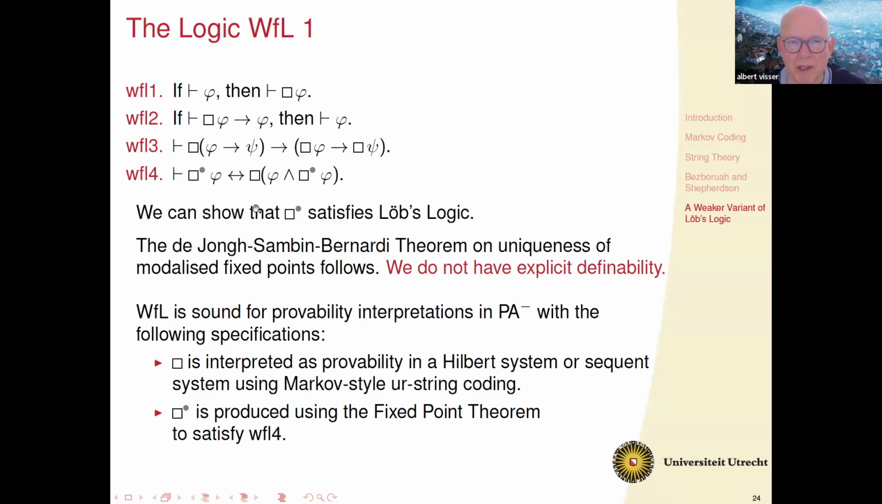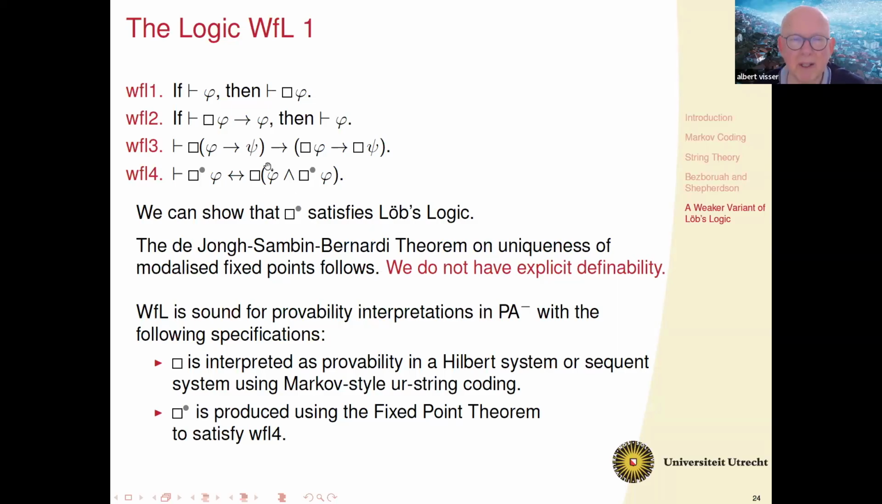In PA minus we have the fixed point lemma, even the uniform one. We cannot verify the uniform properties of it, but we can define the uniform version, and so we can define this formula. The nice thing is that the new box satisfies Löb's logic, and this is verifiable in PA minus. It turns out this is enough to have the de Jongh-Sambin-Bernardi theorem, so the fixed points are unique.